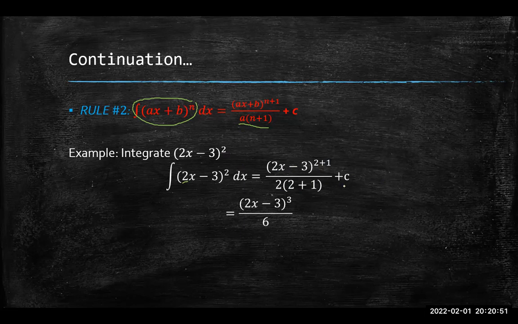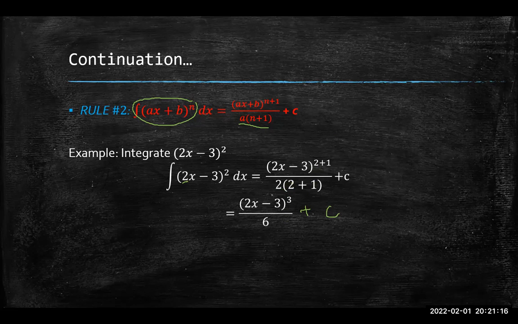Why? Because this is indefinite integration. As long as you're doing indefinite integration, you must always put that plus c. So you see like what I had just now? That is incorrect. You must put your plus c because this is indefinite integration. When I simplify this, 2 plus 1 is 3. 2 times 2 plus 1 is 6.